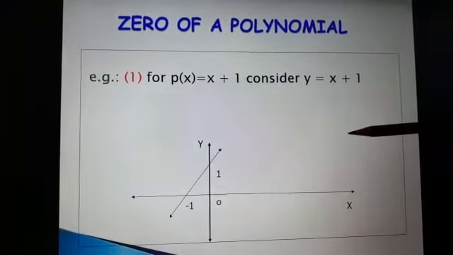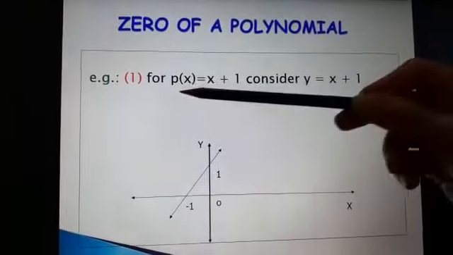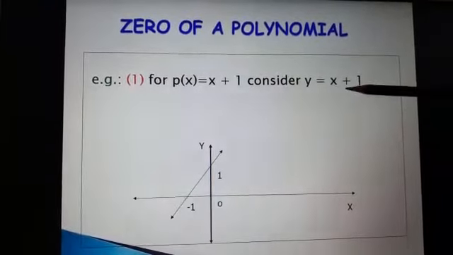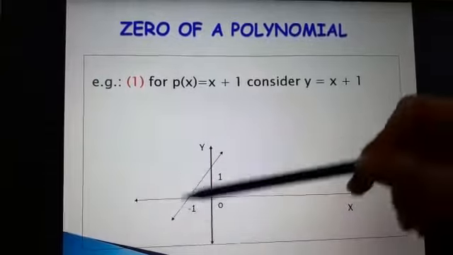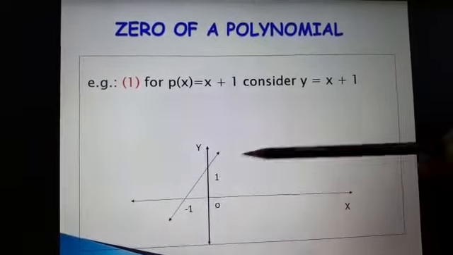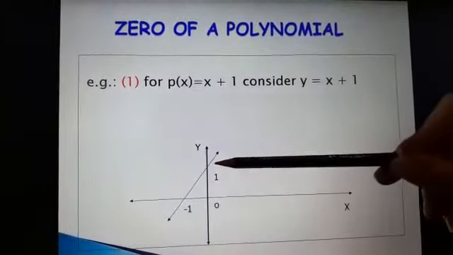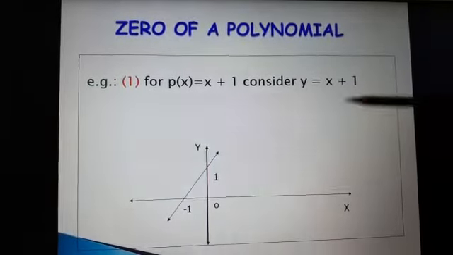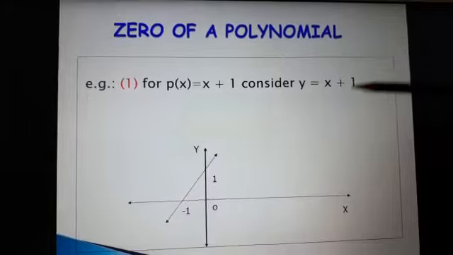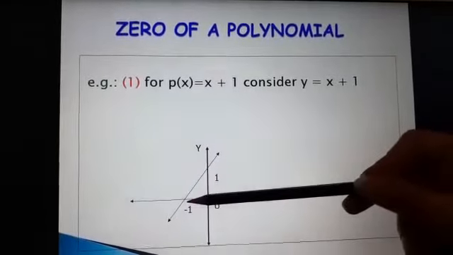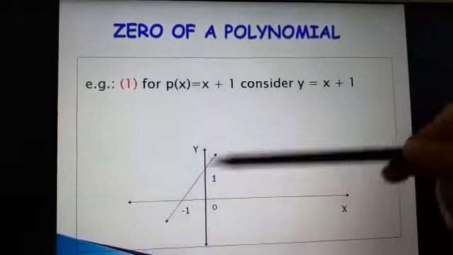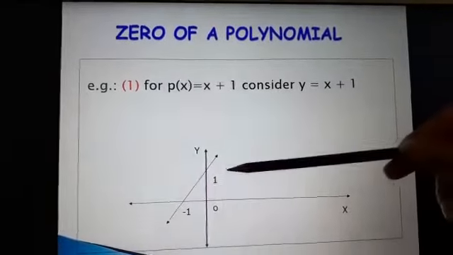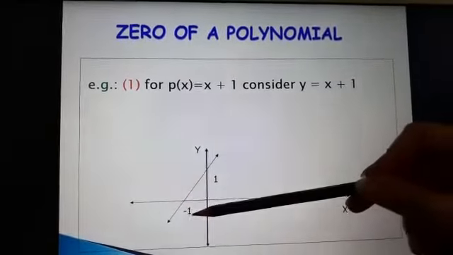Now here we have one example. p(x) is equal to x plus 1. This is my given polynomial. We have plotted it graphically, and we can see the points minus 1 and 1. One is on the x-axis, one is on the y-axis. And what is the zero of a polynomial? The points on the x-axis. So minus 1 is the zero of this given polynomial, not 1. The point on the x-axis only.